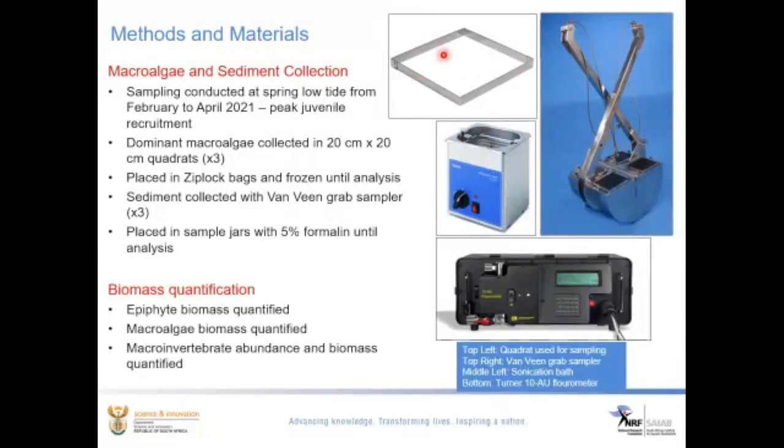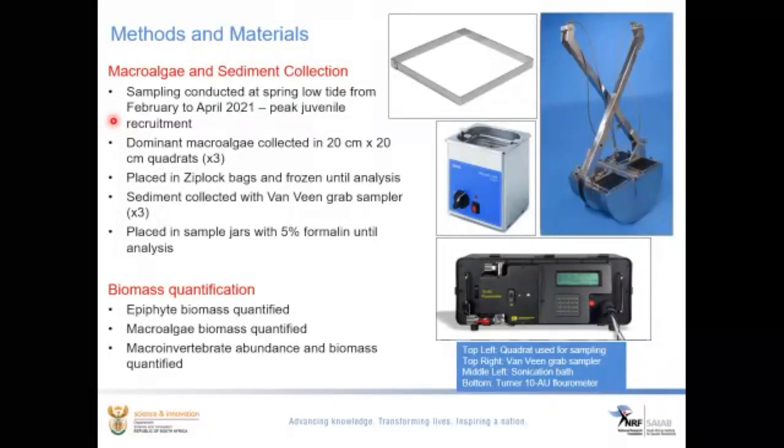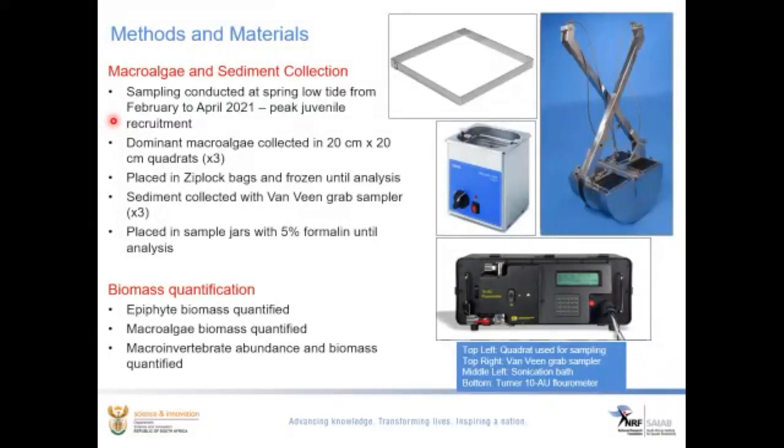Dominant macroalgae was collected in 20 by 20 centimeter quadrats, while sediment was collected using a Van Veen grab sampler. The macroalgal samples were then placed in a sonicating bath to remove epiphytes, which were then filtered out of the sample. The chlorophyll in the epiphyte samples was then analyzed using a 10-AU fluorometer. Invertebrates were then removed from the macroalgal samples using a sorting tray, and the macroalgal biomass was quantified, and the macroinvertebrate abundance and biomass were quantified.